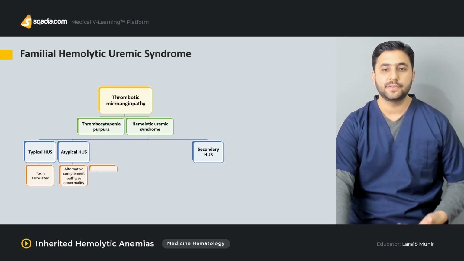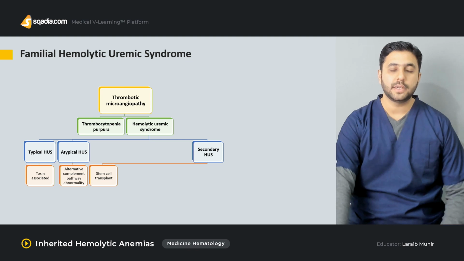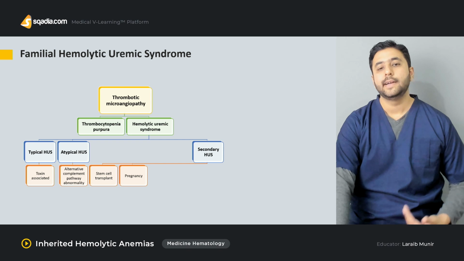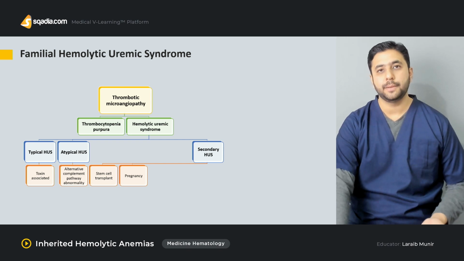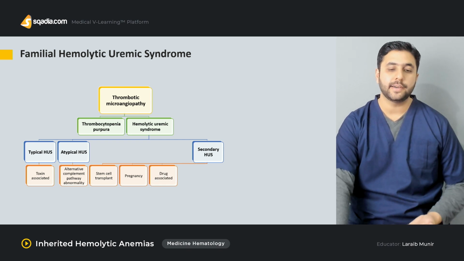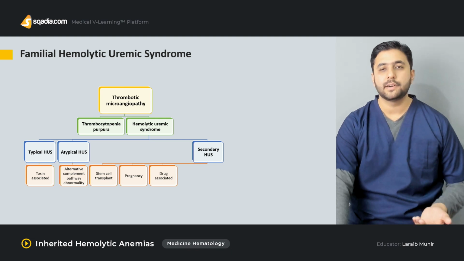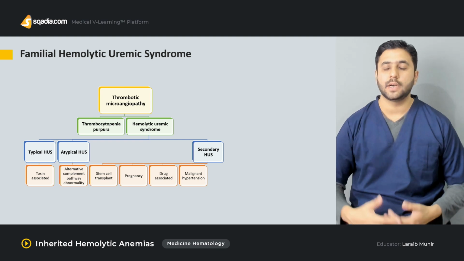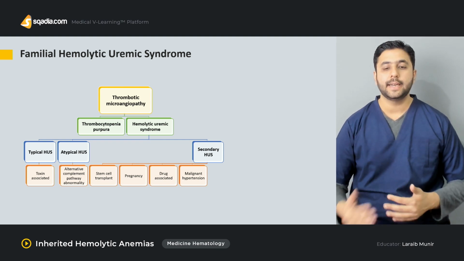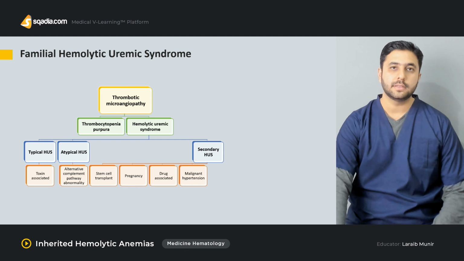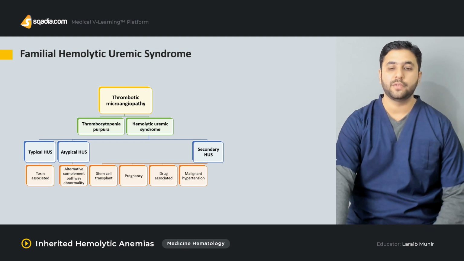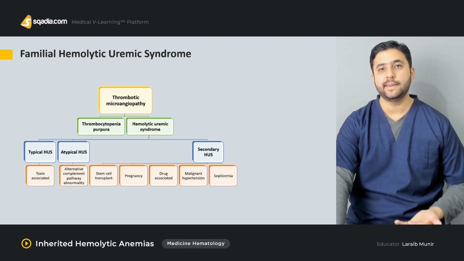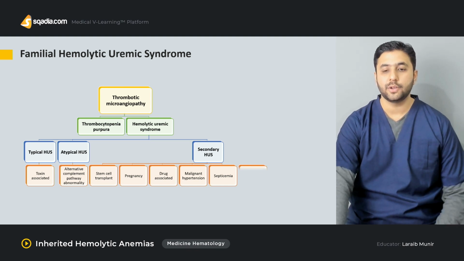The list is exhaustive. The important ones are that it develops in patients with stem cell transplant or bone marrow transplant. In certain patients, it can develop during pregnancy. It can be secondary to drug use; certain rare drugs can cause this problem. Someone who has malignant hypertension with uncontrolled blood pressure can develop hemolysis, leading to hemolytic uremic syndrome. Uncontrolled septicemia, especially in DIC patients, can also cause hemolytic uremic syndrome.